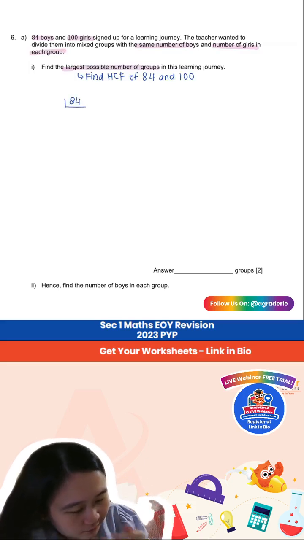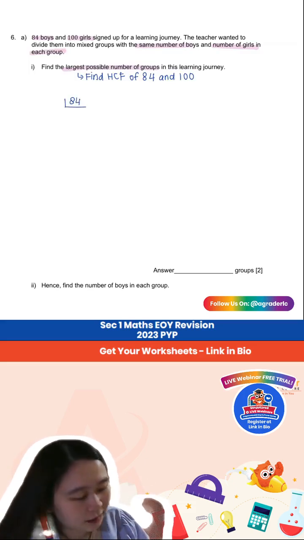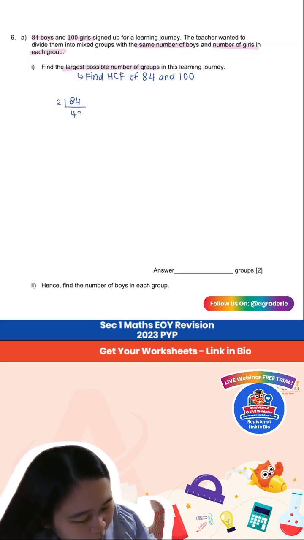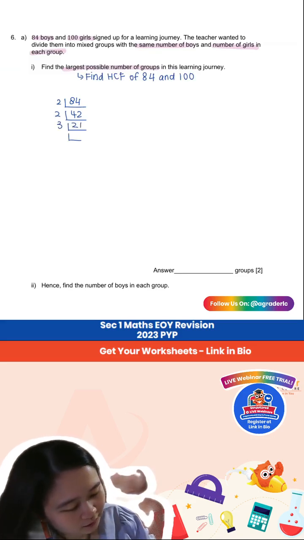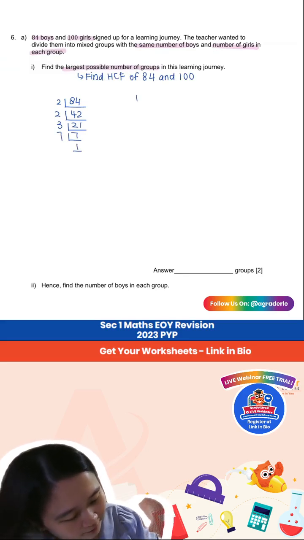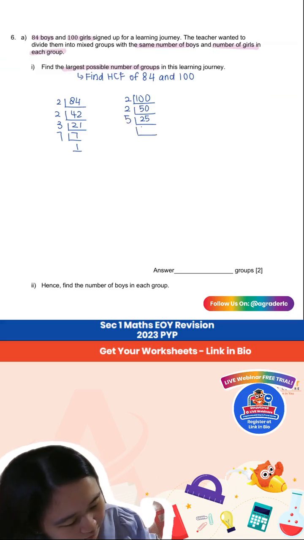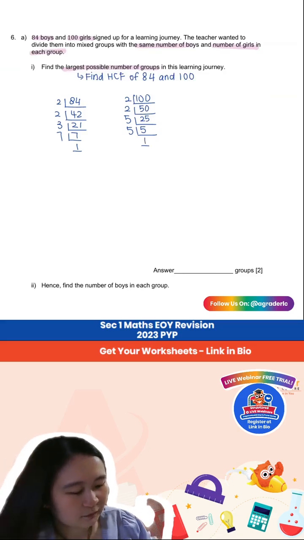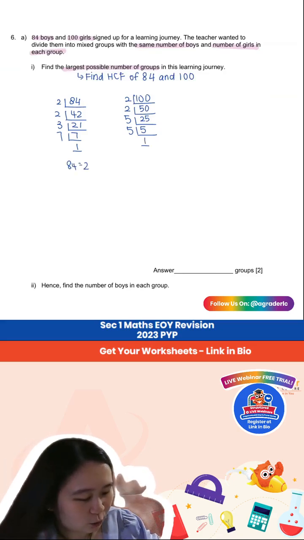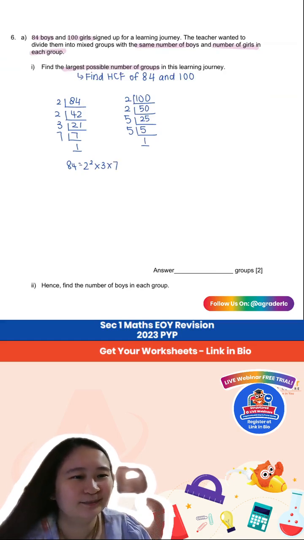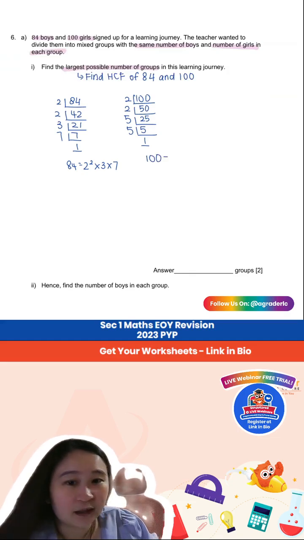Okay, so 84, we prime factorize the two numbers first. Divide by 2, 42. Divide by 2, 21. Divide by 3, 7, 7, 1. And we prime factorize 100. So 84 equals 2 square times 3 times 7. And then 100 equals 2 square times 5 square.